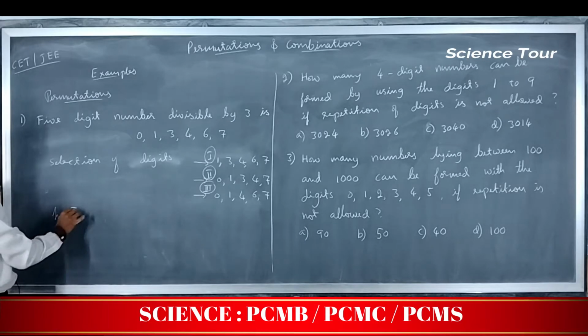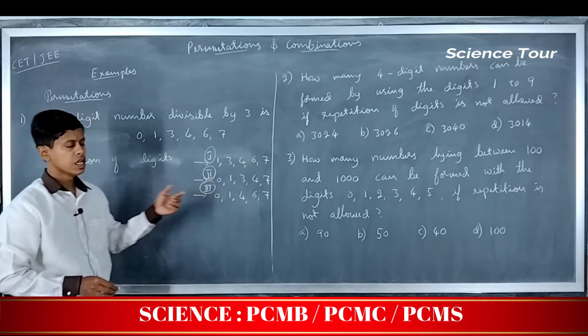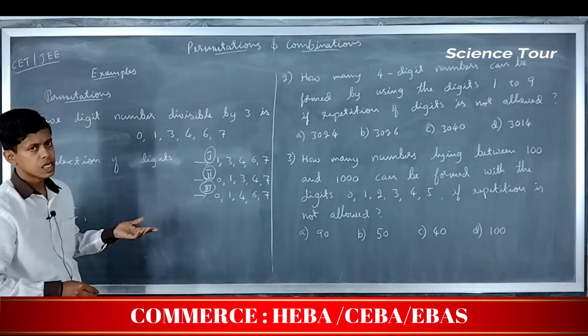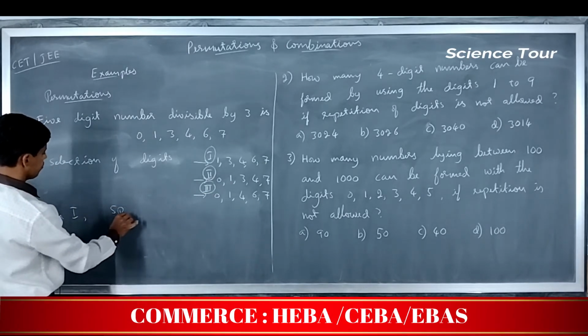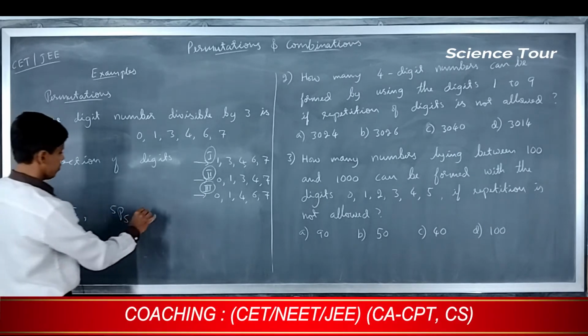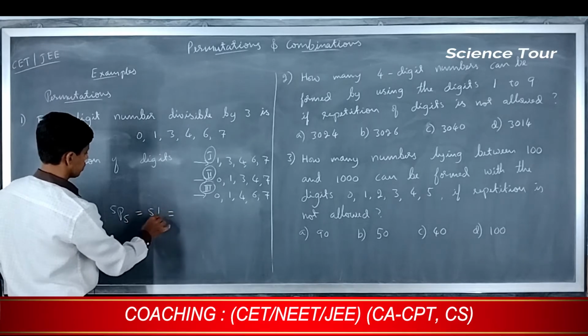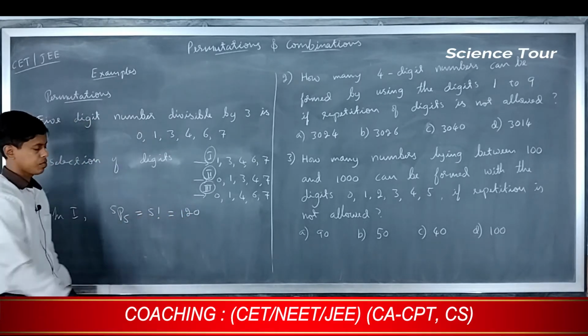So in the first selection, you have totally 5 digits and all the 5 have to be arranged. So that is 5P5. So the arrangement is 5P5, which is 5 factorial, and 5 factorial is 120, correct?